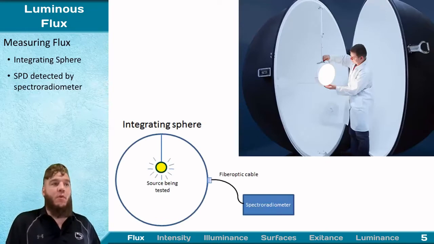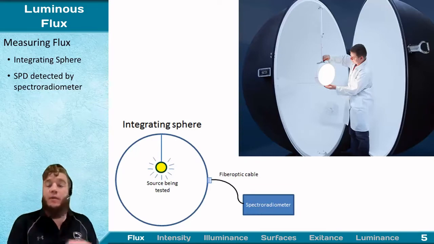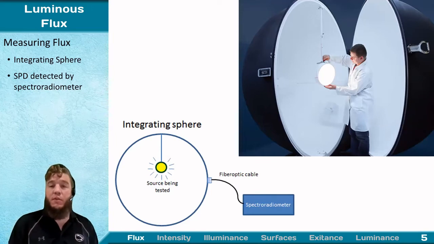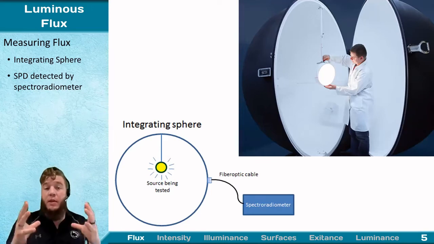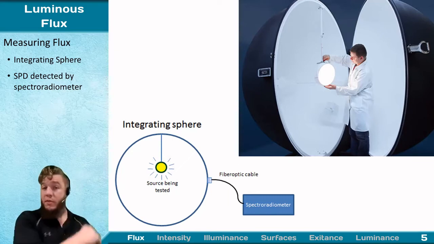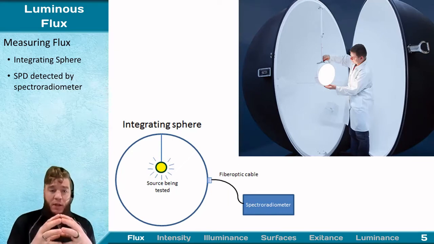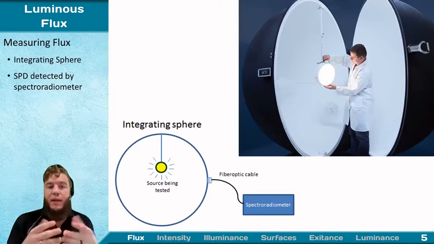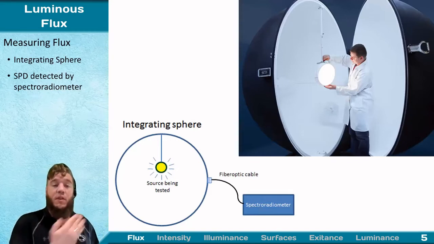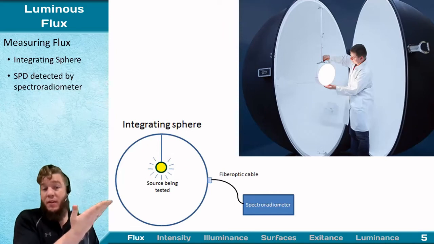Taking a look at how we measure luminous flux, we're going to use an integrating sphere. So an integrating sphere is a sphere. It can be enormous, like the one shown on the slide, but I actually have a compact one. It really depends on how big your light source is, because the light source needs to be embedded inside it.